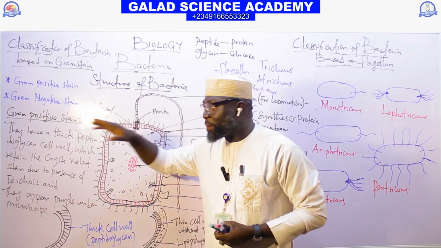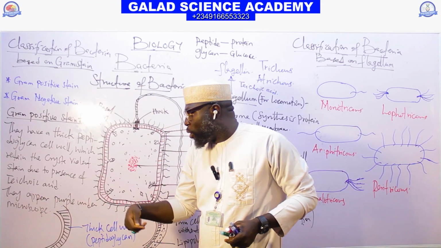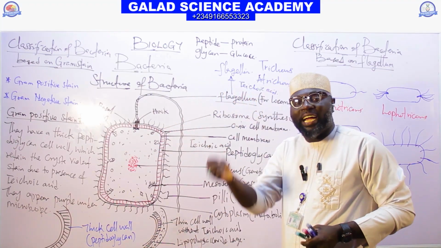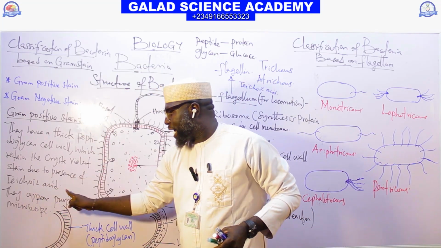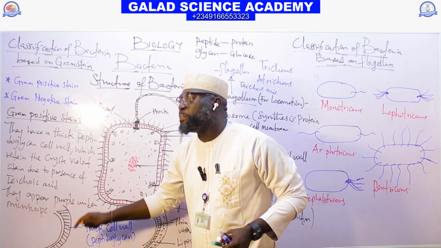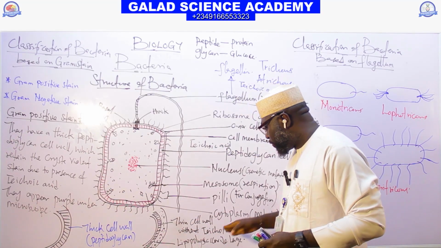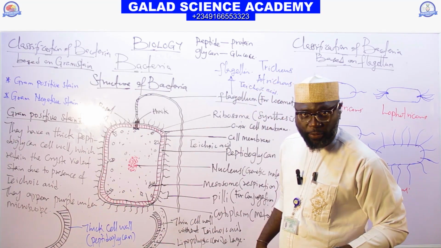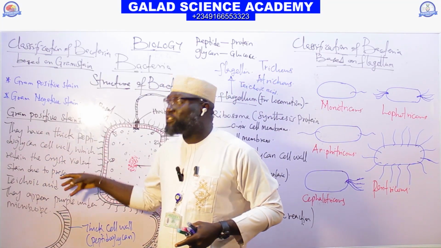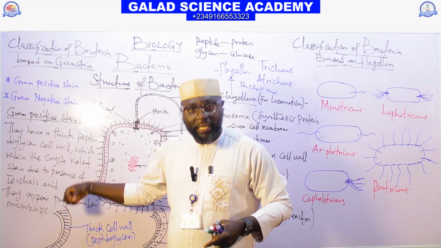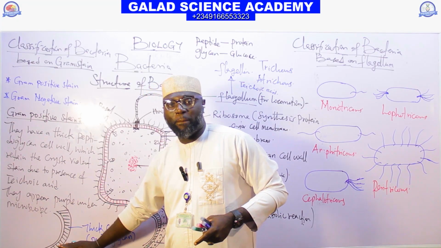So for the negative stain bacteria, they have a thin peptidoglycan cell wall which cannot retain crystal violet stain due to the absence of teichoic acid, and it appears pink under the microscope. An example of negative stain bacteria we have E. coli, but examples of positive stain bacteria we have staphylococcus and streptococcus.